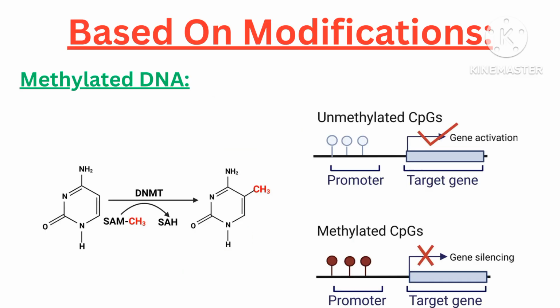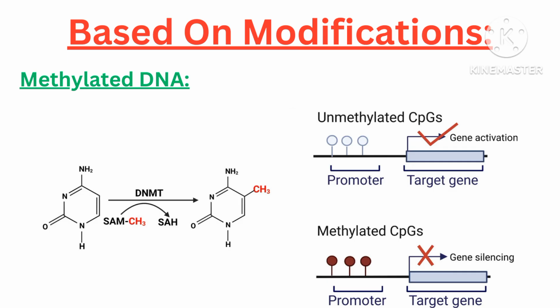Based on modifications. DNA can undergo chemical modifications that alter its function without changing the sequence. Types of modifications. 1. Methylated DNA: DNA methylation, the addition of a methyl group at CpG islands, regulates gene expression. Here is the process of DNA methylation.